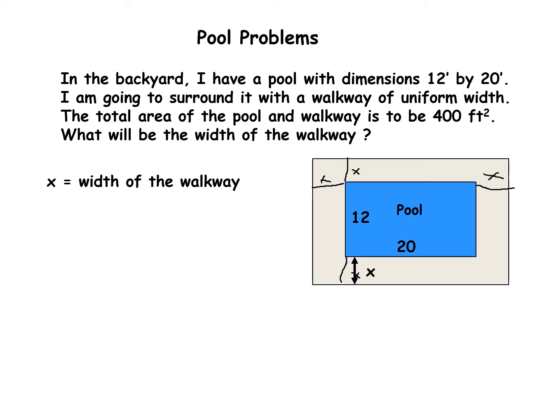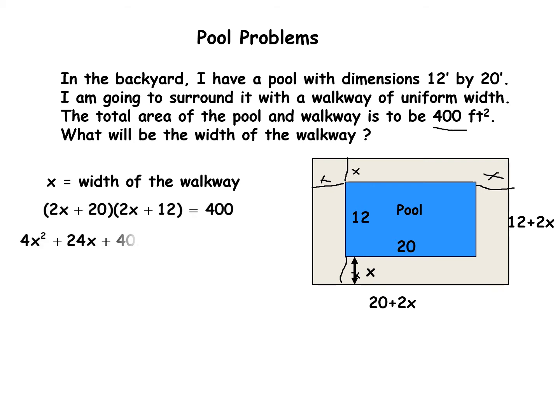trying to solve for. So I can write an expression for this length. This length is 20 plus X and X. So 20 plus 2X would be this whole length of this pool and the walkway. And the other way would be 12 plus 2X because I have X here and X here. They tell me that the total area of the pool is 400 feet squared. So I can write an equation.